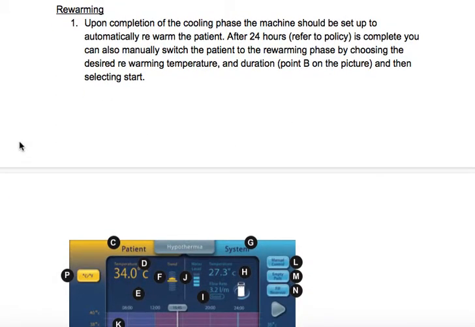And then after that time is set, a lot of times if the machine is set up correctly, you should already automatically kick into rewarming once the 24 hours is up. Usually we're pretty good about telling each other 24 hours will be up at noon today or whatever time it'll be. And when that happens, I usually just go into the room around that time and make sure that it has kicked over to rewarming. If it has not, it's super easy to switch it manually.